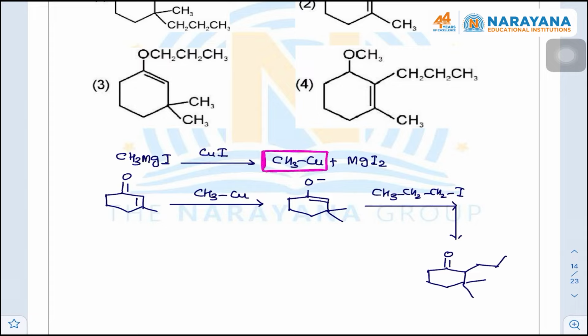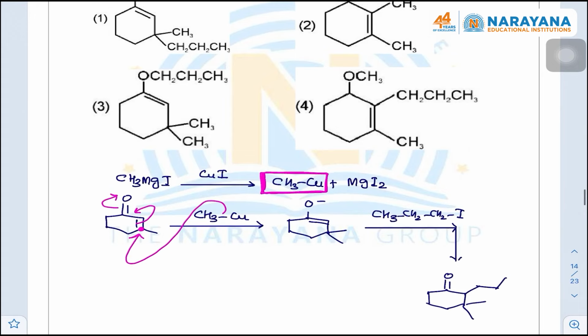This is a less reactive organometallic compound, so it will attack on the double bonded carbon, on this carbon. So now we can add here. Now this becomes a double bond and this becomes O minus. So this is the conjugate addition.